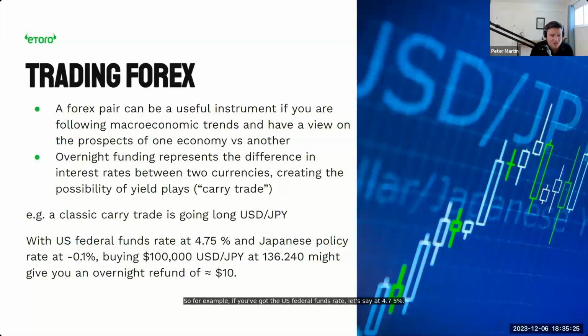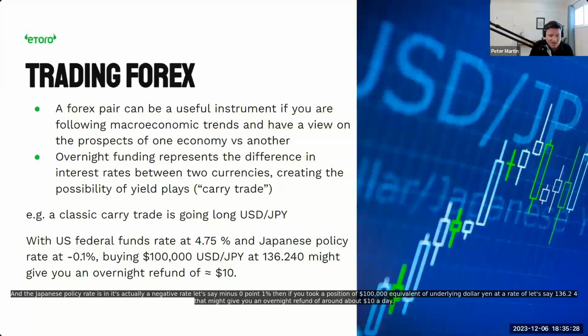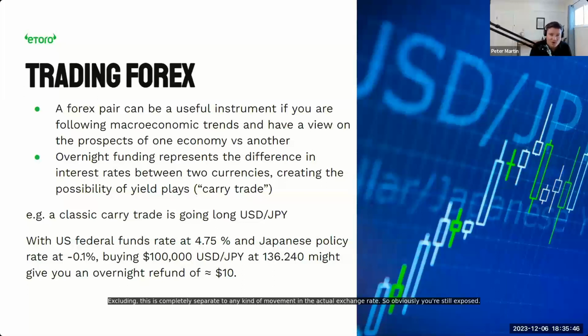We're seeing that very much at the moment. So, for example, if you've got the US federal funds rate at 4.75%, and the Japanese policy rate is actually a negative rate, let's say minus 0.1%, then if you took a position of $100,000 equivalent of underlying dollar yen at a rate of, let's say, 136.240, that might give you an overnight refund of around $10 a day. This is completely separate to any movement in the actual exchange rate, so obviously you're still exposed. If the dollar weakens against the Japanese yen, you're going to lose on that trade, but you're getting $10 each day as a refund with those numbers.